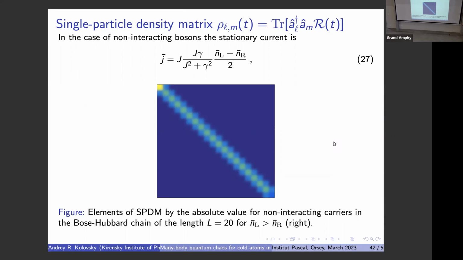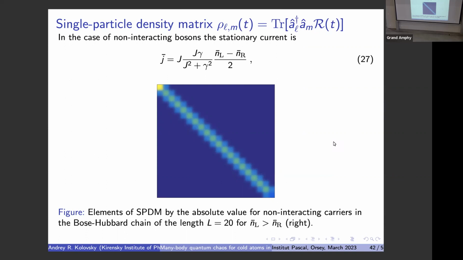As I say, the population in between is (n_L + n_R)/2. But you see that the current is proportional to the difference in the density of the left and the right reservoirs. This is the stationary current, the stationary flow of bosonic atoms from the left to the right. And as you notice, there is no dependence on L. It means that here the transport is ballistic. In some sense, this is the definition of the ballistic regime, when the current does not depend on the length of the chain.